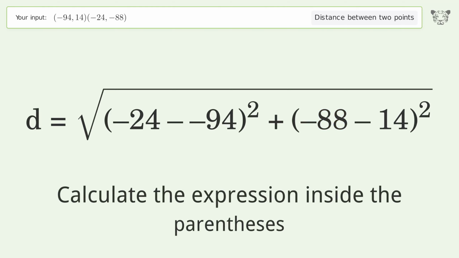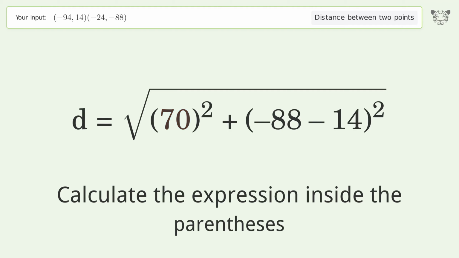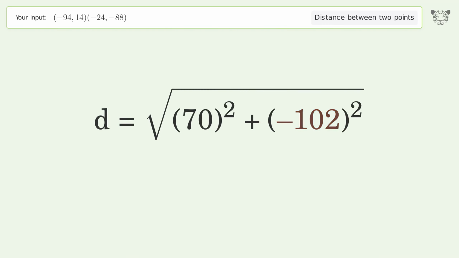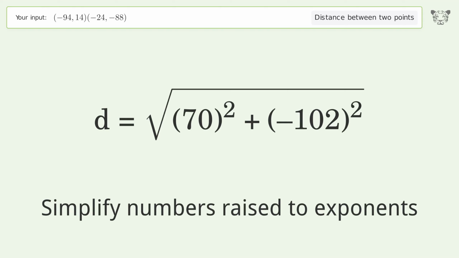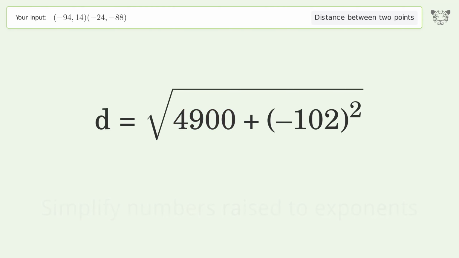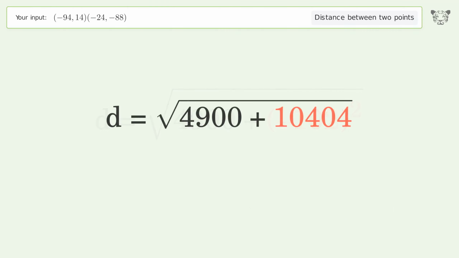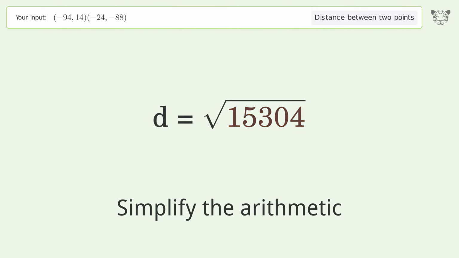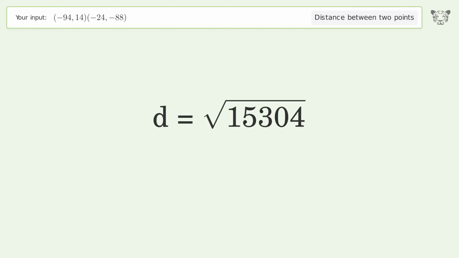Calculate the expression inside the parentheses. Simplify numbers raised to exponents. Simplify the arithmetic. And so the distance between the 2 points is the square root of 15,304, or 123.709.